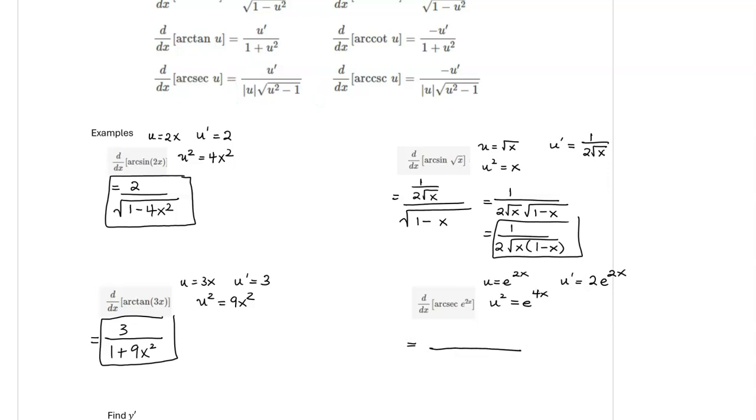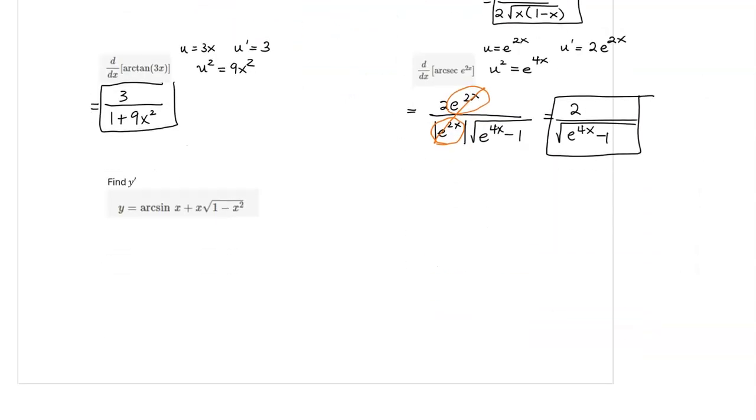In the numerator, we have u prime, which is 2e to the 2x. In the denominator, we have the absolute value of u, which is the absolute value of e to the 2x. And then that is multiplied by the square root of u squared, which is e to the 4x, minus 1. e to the 2x is always greater than 0. So this absolute value of e to the 2x is the same thing as e to the 2x, meaning that these two factors here can cancel out and leave us with our final answer of 2 divided by the square root of e to the 4x minus 1.